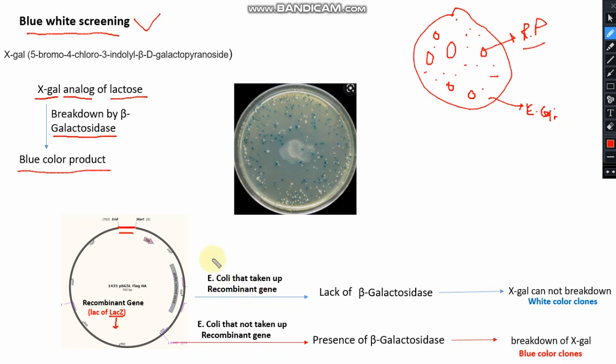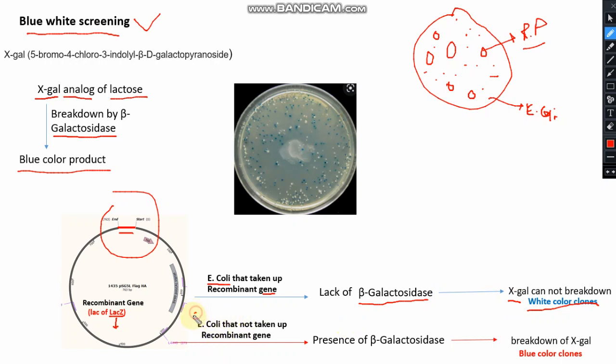All right. So here you see what is happening. The E. coli that took up the recombinant gene, meaning the plasmid containing the recombinant gene of interest, is that kind of E. coli that lacks functional lacZ. So this kind of E. coli cannot produce beta-galactosidase. That's what leads to X-gal not being broken down, so they produce only white color clones. If X-gal is broken down, in that case a blue color product is formed, otherwise not.